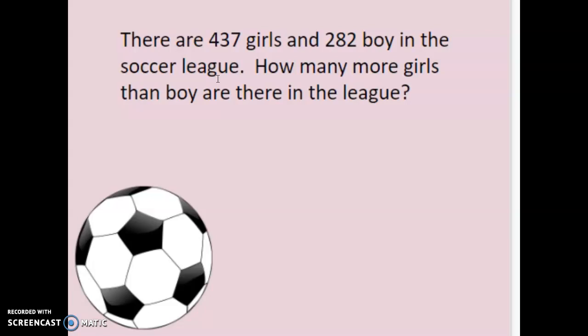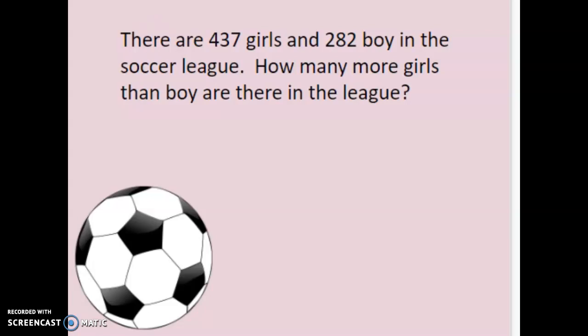282, I'm going to do that same process. I know that I've got a 2 in the hundreds place, so it's between 200 and 300. My benchmark number is 250, and I know that 282 is greater than 250, so it's going to round to 300. So I'm going to subtract 400 minus 300 to get 100. So my estimation is going to be 100.